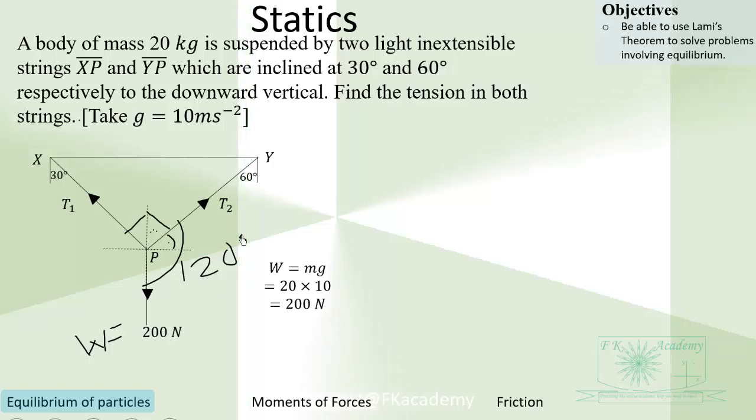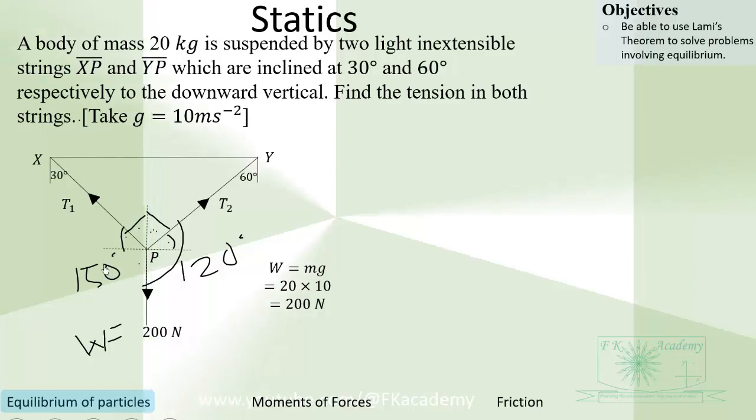Then we also have this angle being 30, so this will be 60. So 60 plus 90 will be 150 degrees. So the moment we get the angles between the forces, 90, 120, 150, we can apply Lami's theorem.